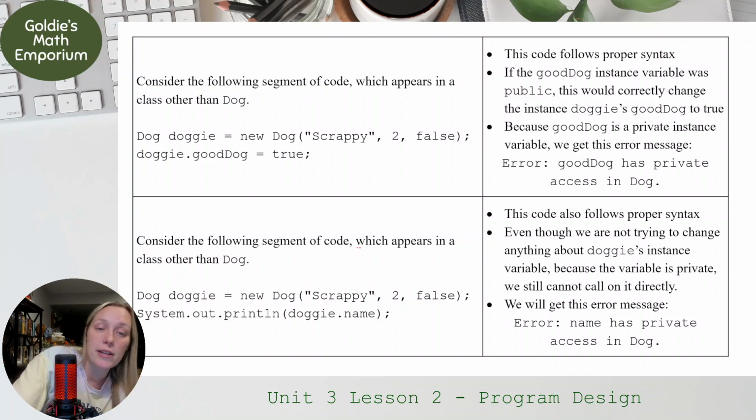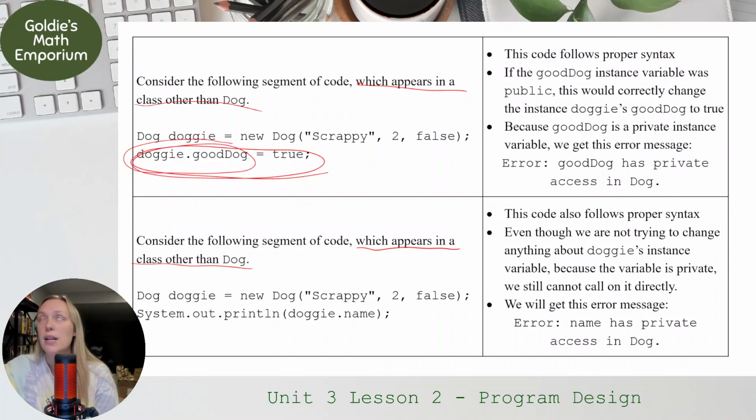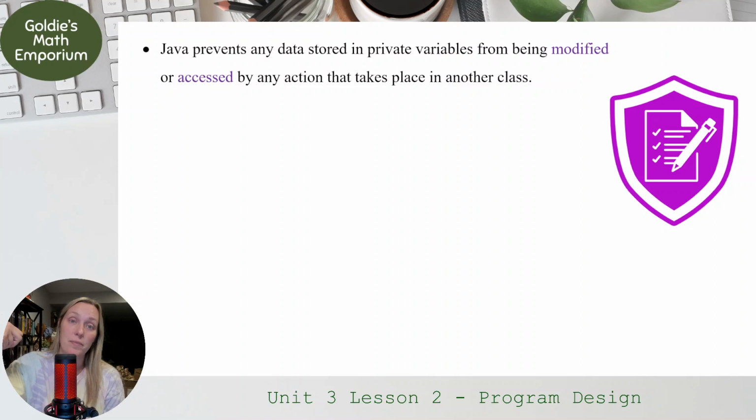This is specifically because this appears in a class other than Dog. If we were to try to do doggy.goodDog equals true inside of the Dog class for some reason, it would work. And we're going to see examples of that. In fact, we don't use reference names like doggy.goodDog, we use a keyword called this.goodDog. I'll explain more about that in the next couple lessons. So that's coming up. But right now, know that they have private access. You can't access them or modify them directly. You are going to have to use some methods.